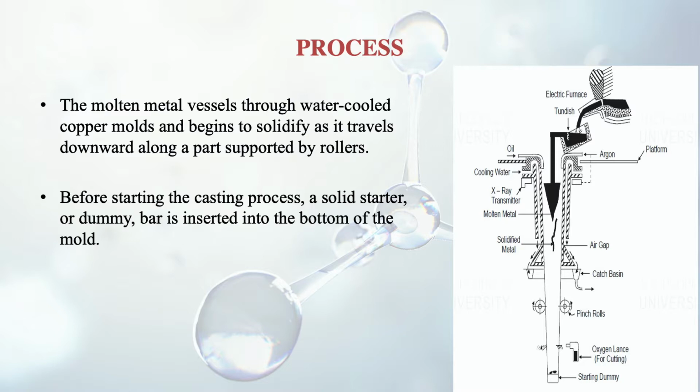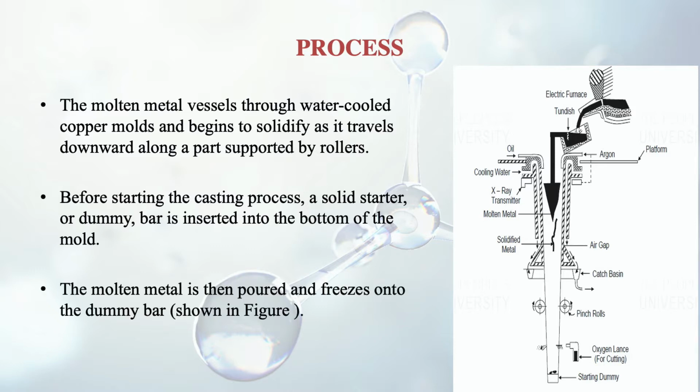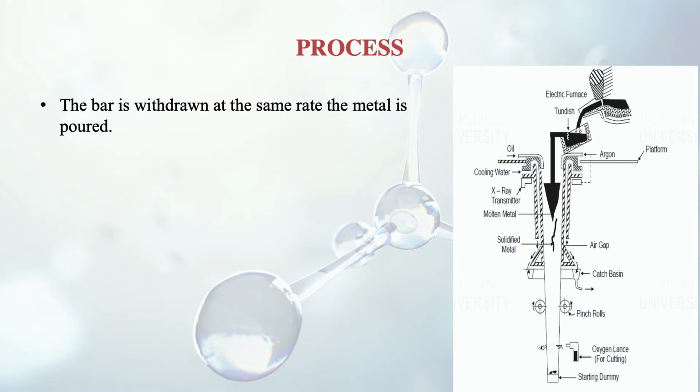Before starting the casting process, a solid starter or dummy bar is inserted into the bottom of the mold, which you can see in the figure. It is known as the dummy. The molten metal is then poured and freezes onto the dummy bar. It is given in the figure also. The bar is withdrawn at the same rate the metal is poured. So the rate of withdrawal of this bar at the bottom is the same as the rate of the metal which is being poured from the top.